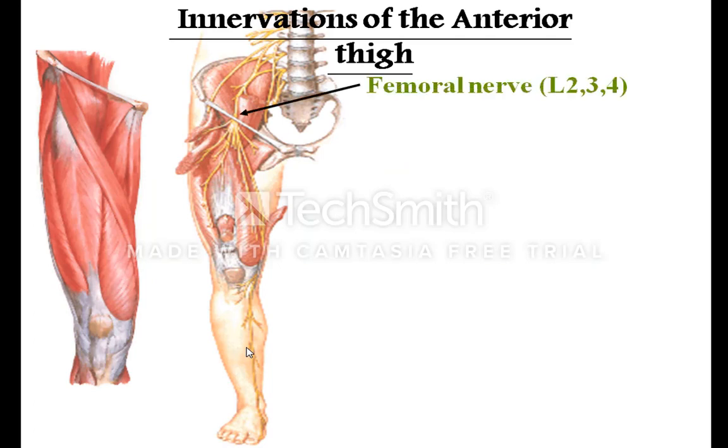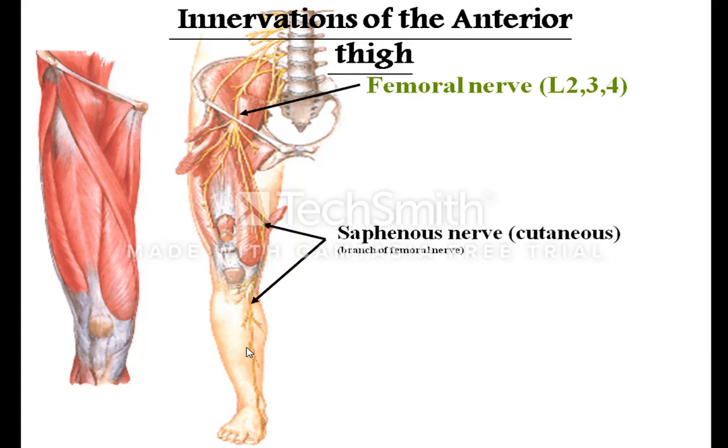So the femoral nerve provides innervation for most of the muscles of the anterior compartment of the thigh, and this femoral nerve, after giving these muscular branches, will continue as the saphenous nerve, which is a cutaneous nerve supplying the skin over the leg here. And as we see, it's accompanied here by the vein, which is the greater saphenous vein.